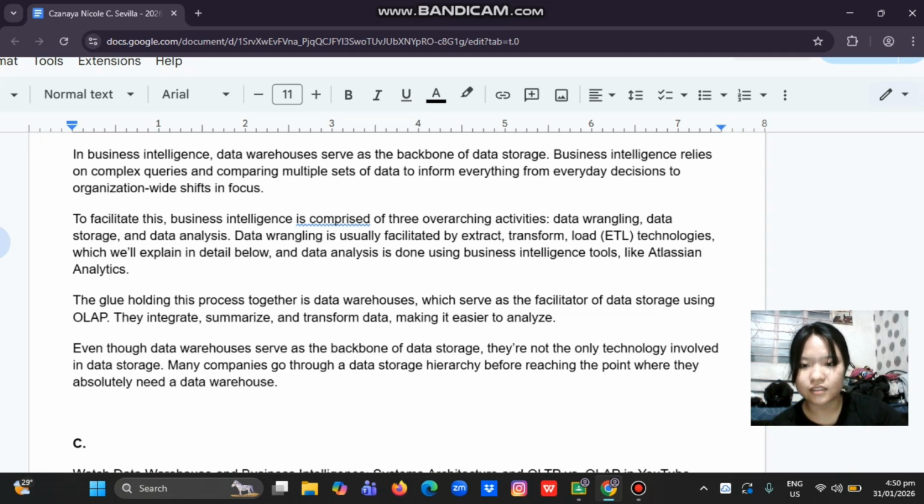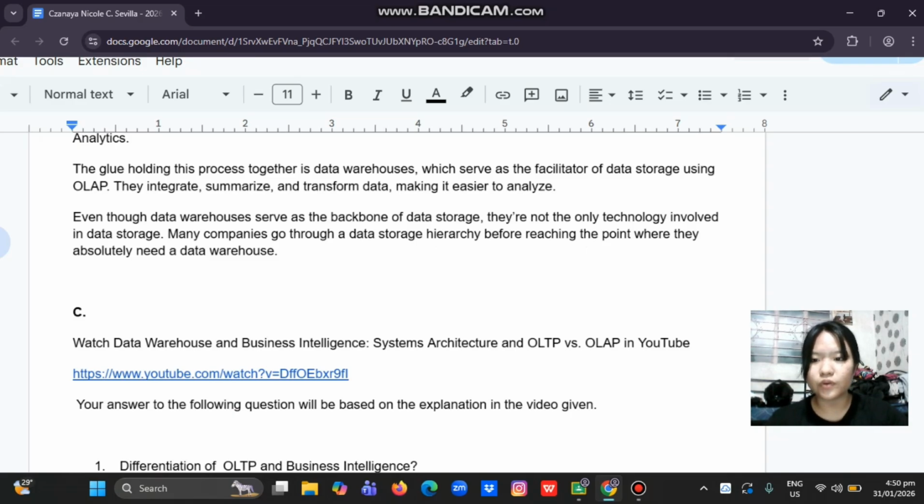Data wrangling is usually facilitated by extract, transform, and load (ETL) technologies, which we'll explain in detail below. And data analysis is done using business intelligence tools like Atlassian Analytics. The glue holding this process together is data warehouses, which serve as the facilitator of data storage using OLAP. They integrate, summarize, and transform data, making it easier to analyze.